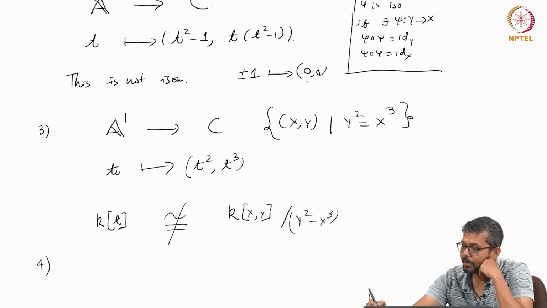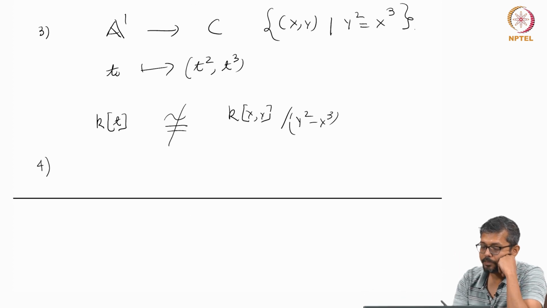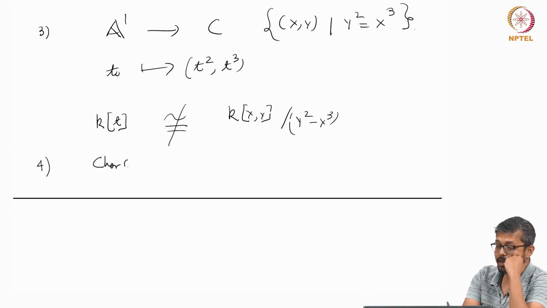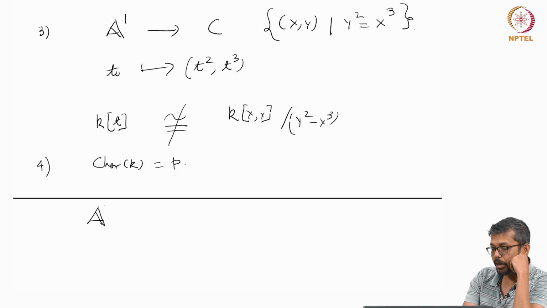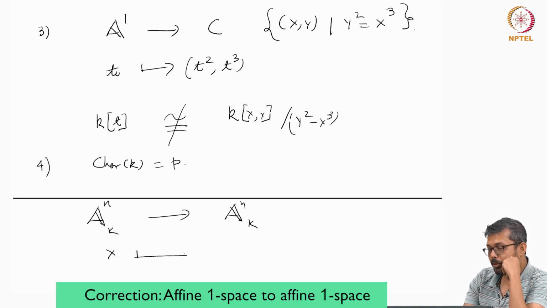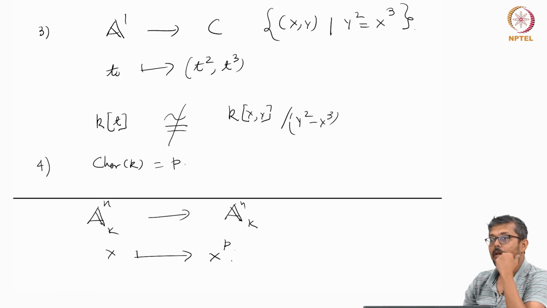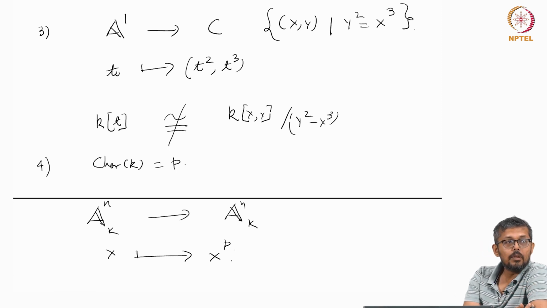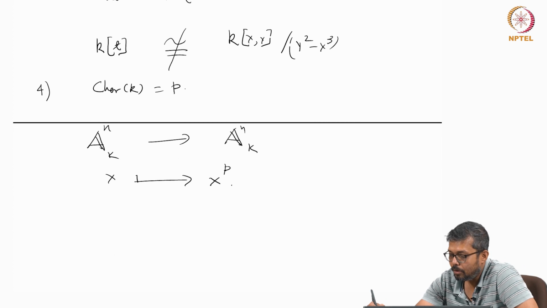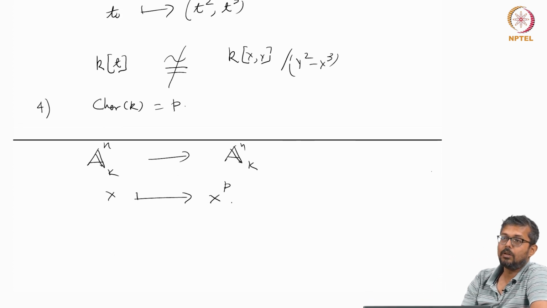A similar example: suppose the characteristic of k is p, and consider a Frobenius map. The Frobenius map takes A^n(k) to A^n(k), x going to x power p. This is a Frobenius map, right? So this is not an isomorphism.